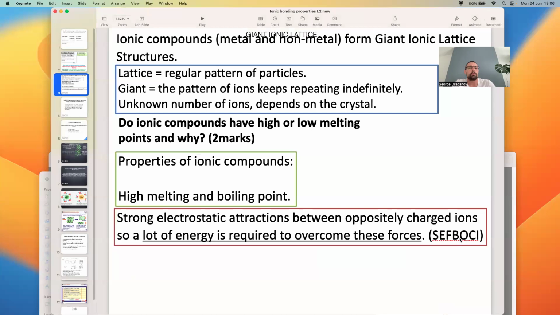So in a giant structure, you have to break the forces of attraction. In this case, we have positive metal ions and negative non-metal ions. They're going to attract. You need to break that apart by using energy. So this can be worth 3 marks. The first part is 2 marks, the strong electrostatic forces between oppositely charged ions, and then you always have to link melting points to energy. So therefore, a lot of energy is required to overcome these.